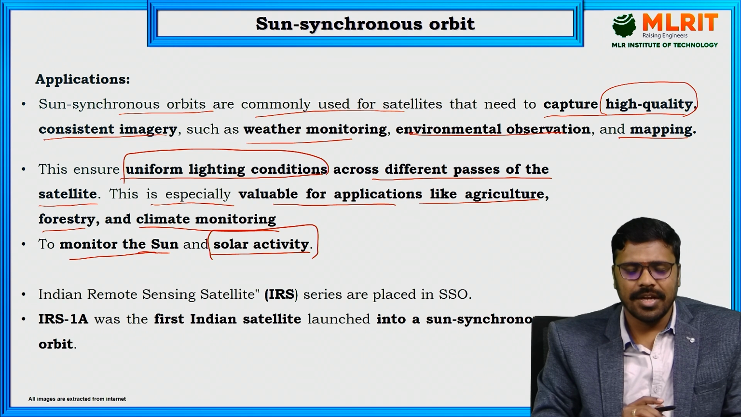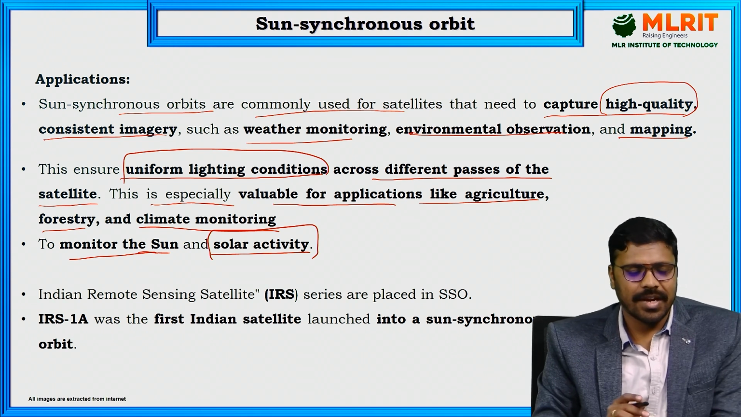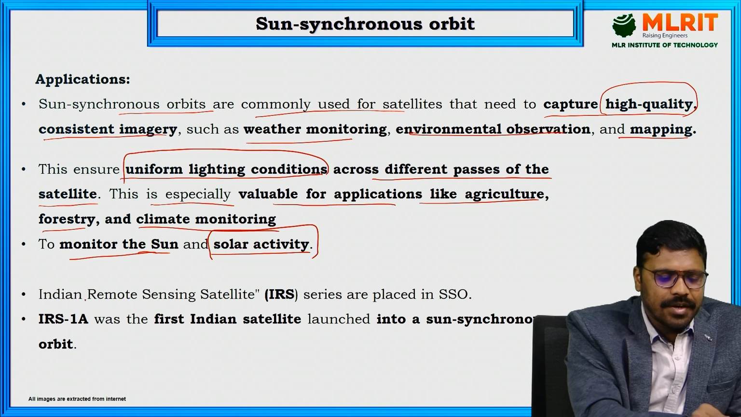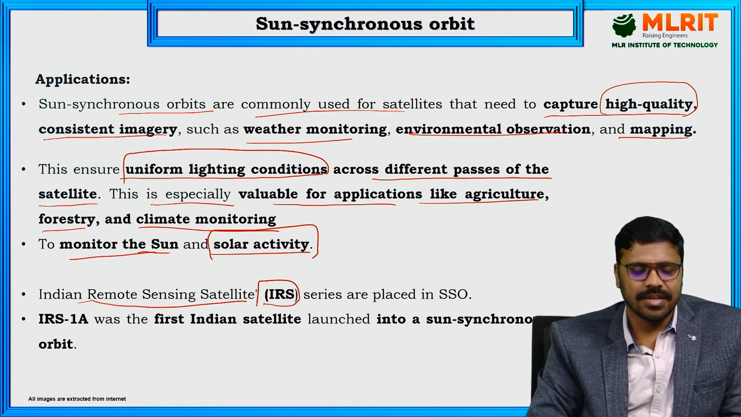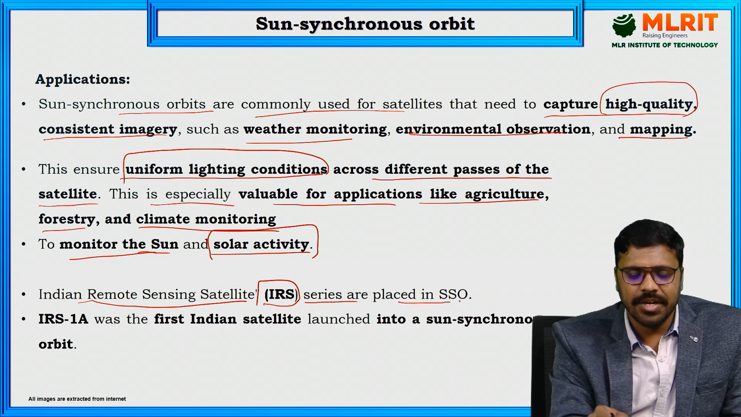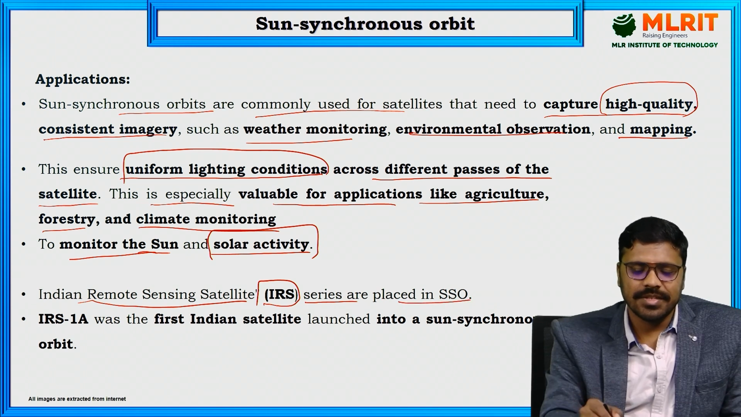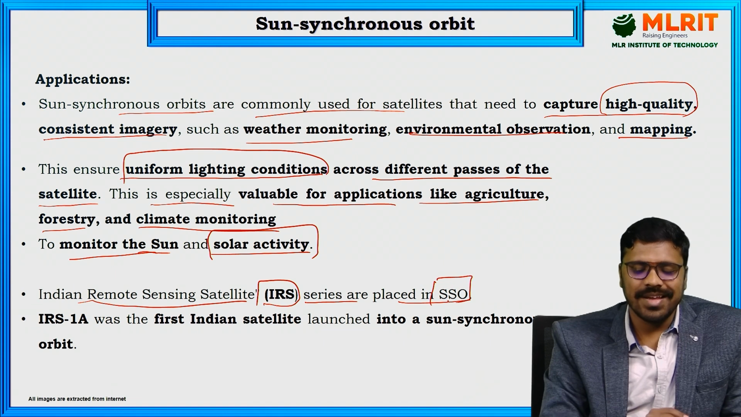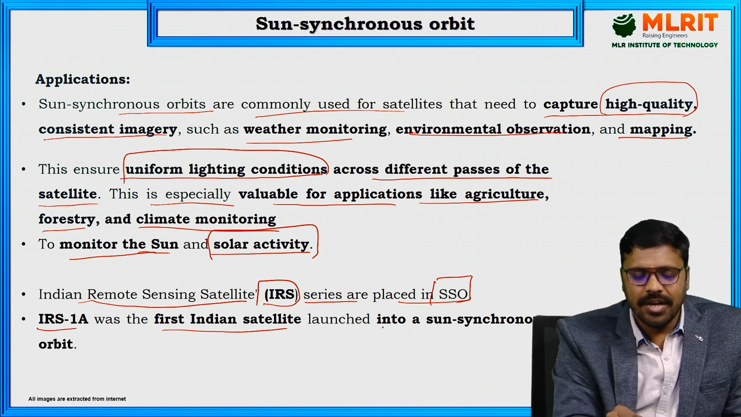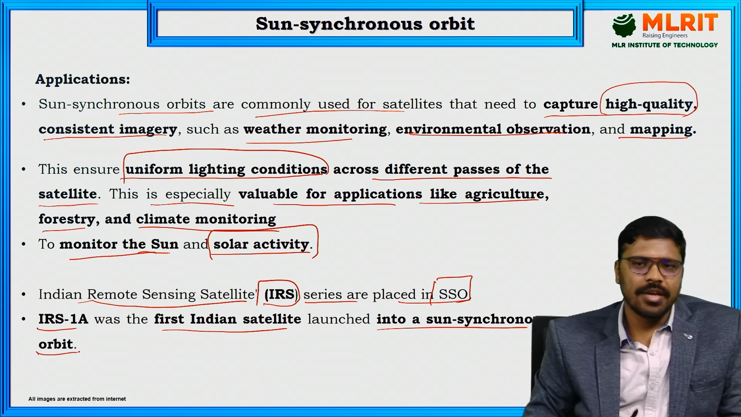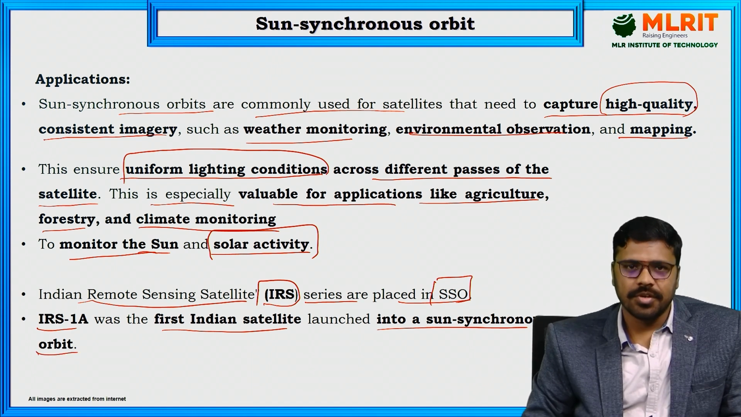Coming to India, the sun synchronous satellite is the Indian Remote Sensing satellite, which we call IRS. All IRS series are placed in sun synchronous orbit, SSO. IRS-1A was the first Indian satellite launched into sun synchronous orbit, and we launched IRS-1A with the help of the Soviet Union.